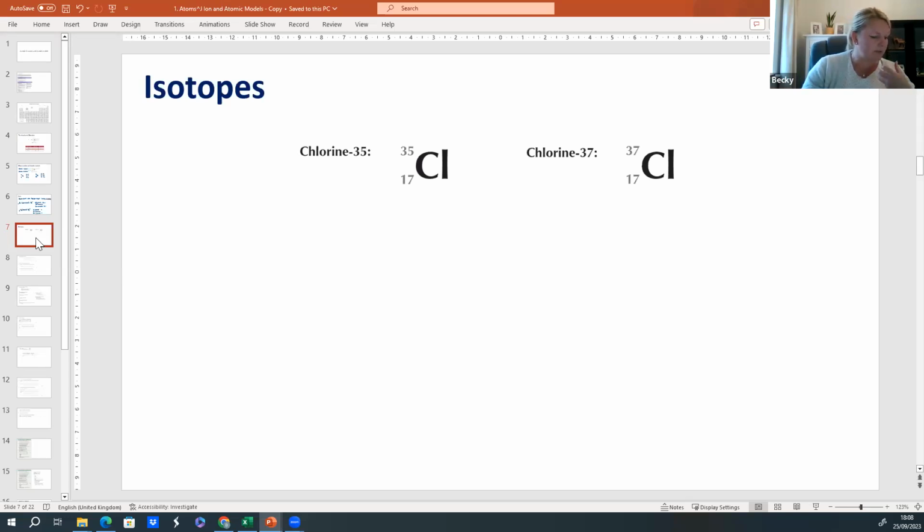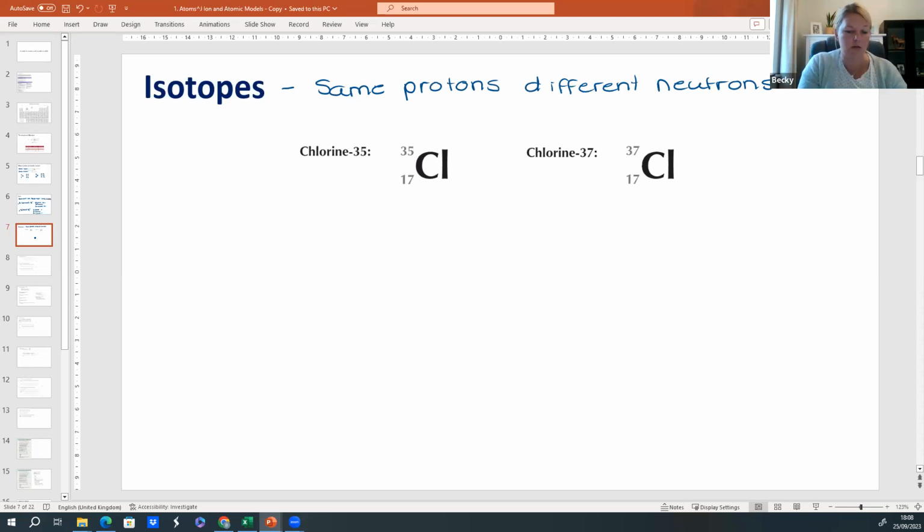So isotopes have the same number of protons, but different neutrons. Remember that the proton is what defines the element. So same number of protons, different neutrons. And the neutrons have got a mass. Remember in that little table, we've got a mass of 1. And therefore it's going to change that mass, but it's not going to change the element because we're not changing the protons. We've got the same protons.